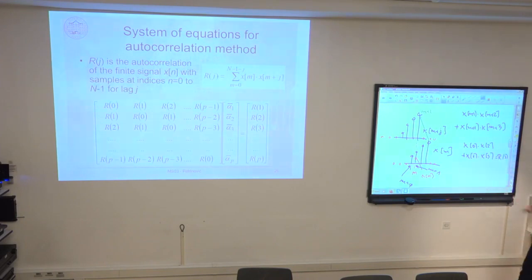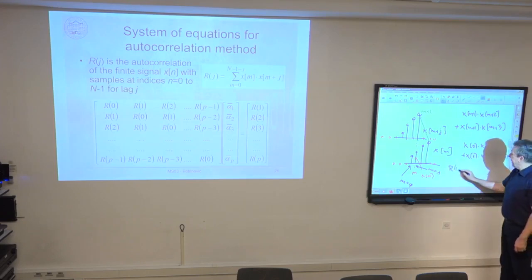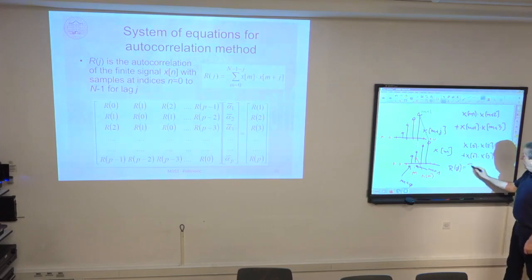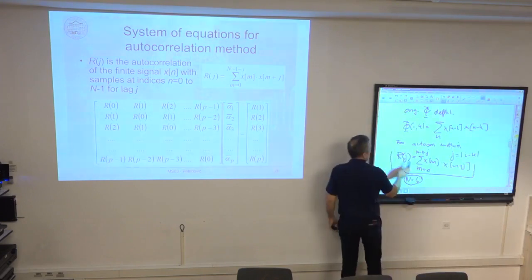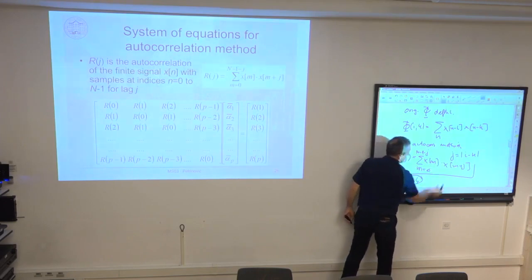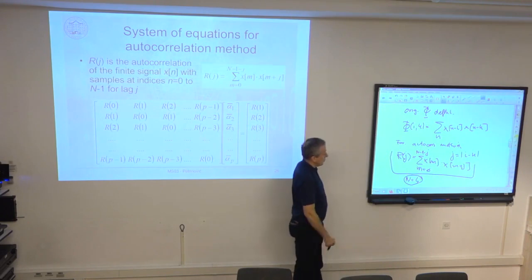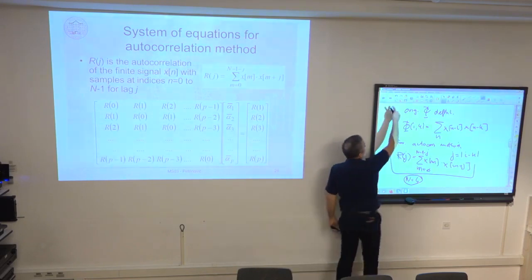R of 0 is then simply the sum of x squared of m for m from 0 to 3 in our case. So if I take this j to be 0, then I have simply x of m times x of m, because j is 0, from 0 to 3. So it simply adds up the quadratic value of all the samples. Okay?